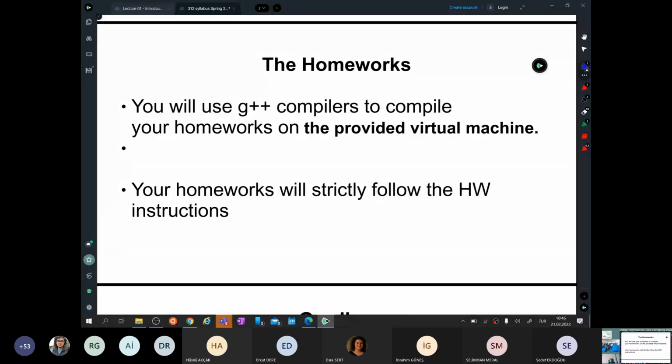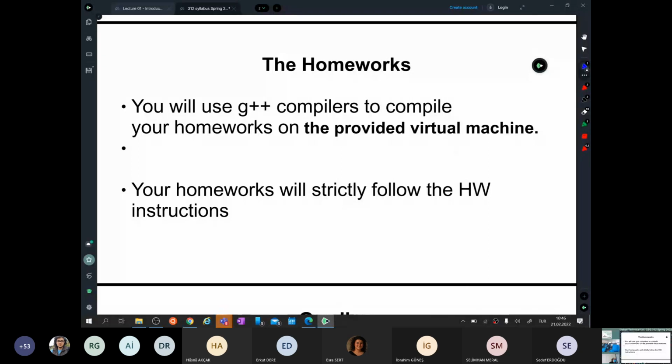So how are you going to write your programs? We are going to use some virtual machines, okay? So a virtual Raspberry Pi machine. And you are supposed to compile your programs on that provided virtual machine. So it doesn't matter what kind of hardware you have. Since it's a virtual machine, it will be all the same for you. So whatever you can compile, we should be able to compile the same thing.